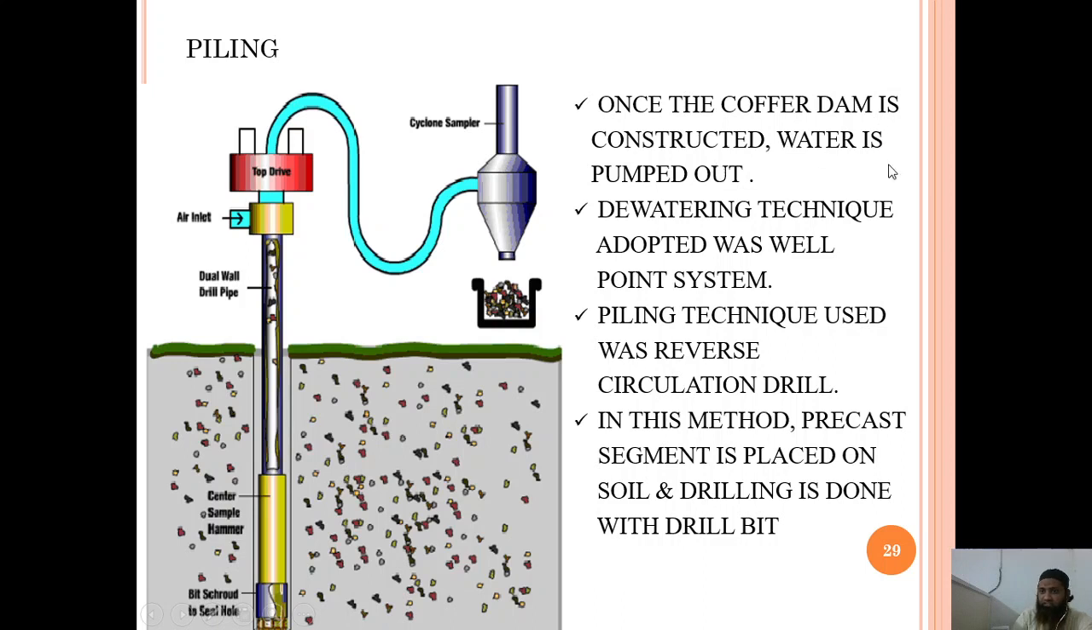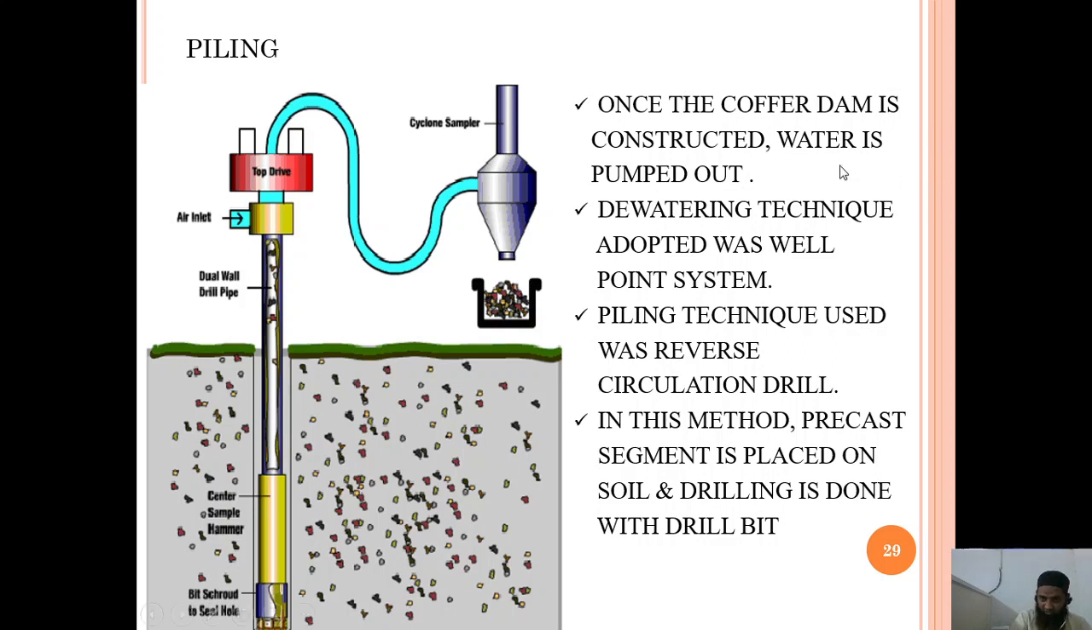Once the coffer dam is constructed, water is pumped out. So basically, first the coffer dam is constructed. What is the dam? Basically, it stops water. So basically, we build a coffer dam around a place where we have to go for piling. Then the water is pumped out. The dewatering technique adopted was the well point system. Once the coffer dam was made and the water was stopped from coming inside, the water was dewatered. Water was removed.